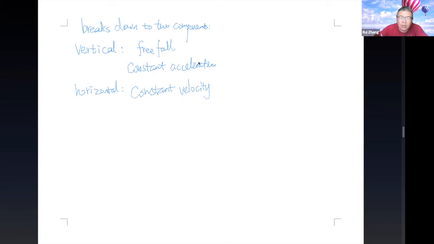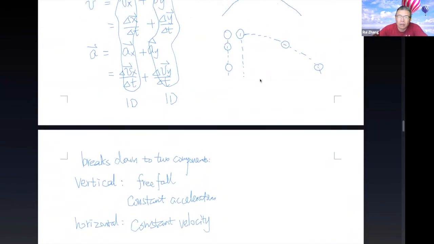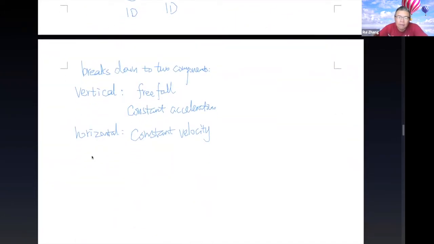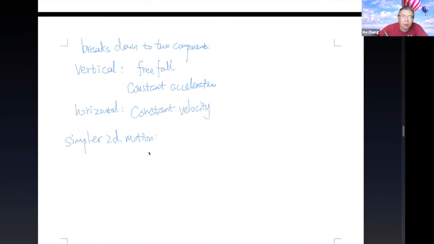And by the way, these two are the ones we learned from our chapter 1, right? 1D motion. So these are the two simplest possible 1D motions that we can have. So when we combine them, we get this projectile motion, like we're talking about, okay? Well, you can think about an even simpler 2D motion. That would be, along both directions, you have a constant velocity motion, okay?